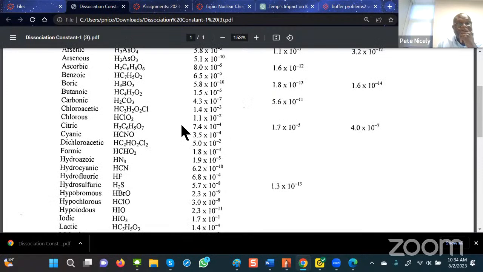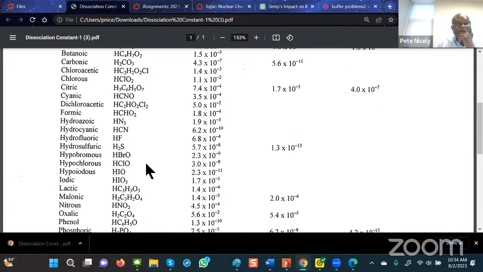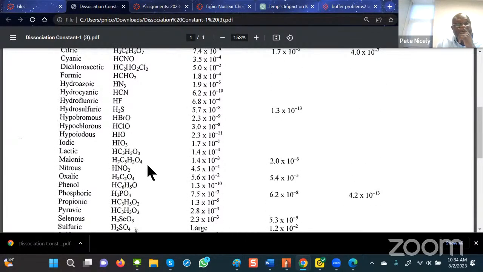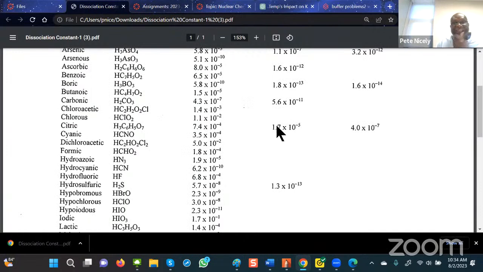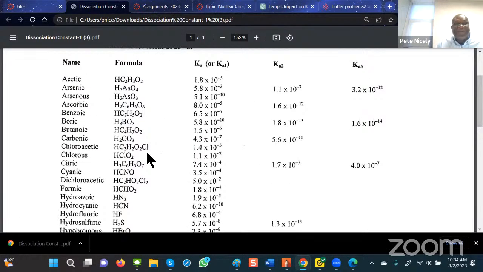Okay, so this is what we are looking for here. Where's carbonic acid? Oh, here it is, carbonic acid. Now, the Ka value we're looking for is this one right here, right? Because remember, carbonic acid has two hydrogens that it can lose. So the first dissociation constant would be here, 4.3 times 10 to the minus 7. And then the second dissociation constant is the 5.6 times 10 to the minus 11, right?